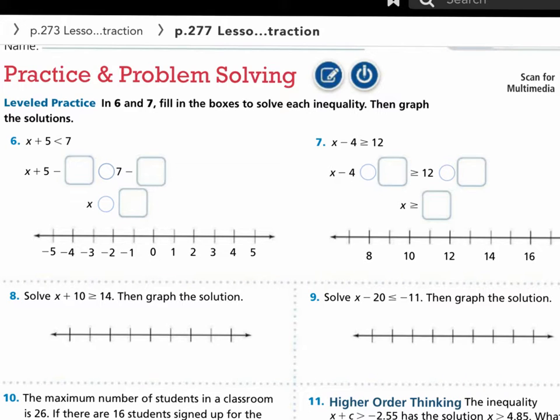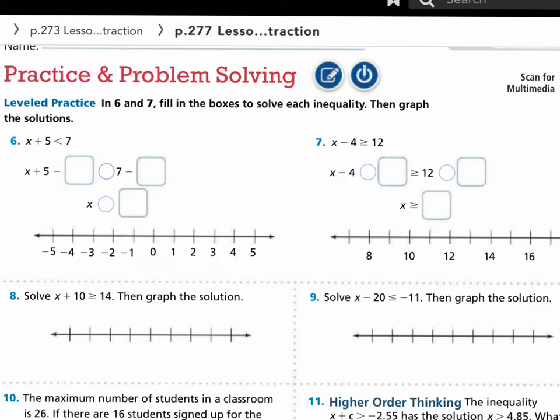This video will go over some of the practice problems from Envision lesson 5-4, which is on inequalities with one step, adding and subtracting. And this is from page 277, and I'm looking at numbers 8 and 9.